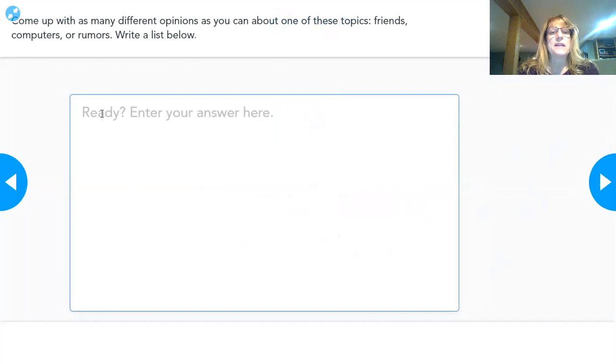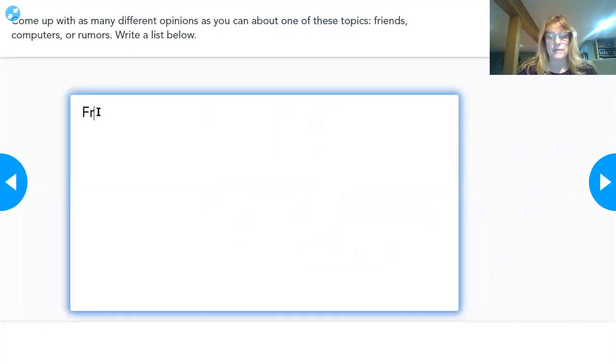Now, when you come to these type of questions, you're going to be typing in these rectangles. Come up with as many different opinions as you can about one of these topics. You can select friends, computers, or rumors. Then write a list. You'll actually be typing on the keyboard. You'll put your cursor in here. Friends are great to have around when you are sad.